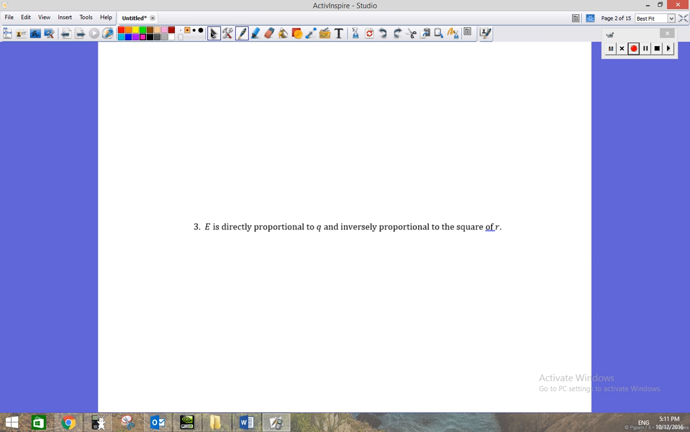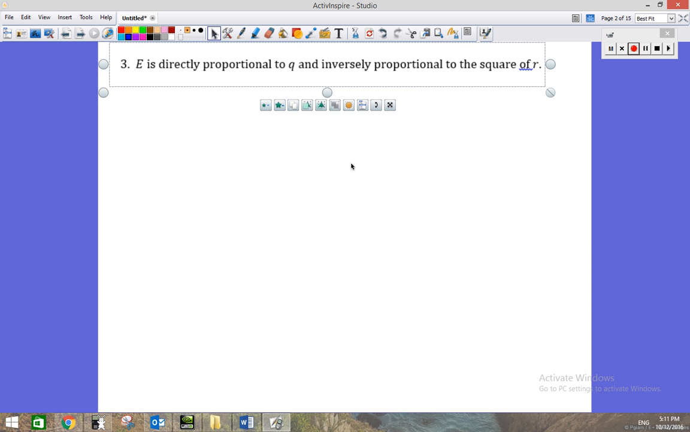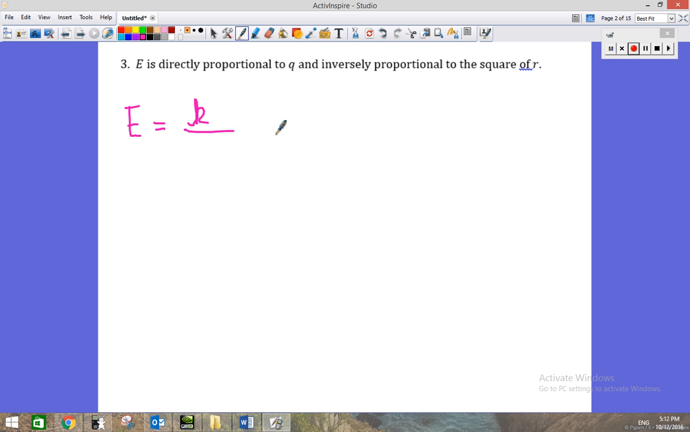For the next one, E is directly proportional to Q. So E equals, and my constant of proportionality is always in my numerator. When I see directly, I think multiplication, so it's k times Q.